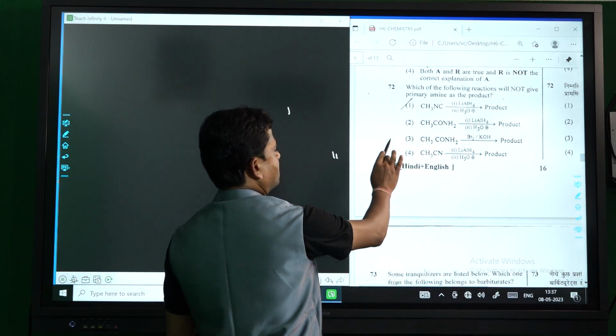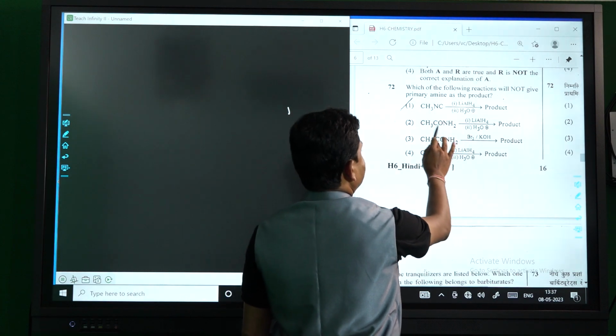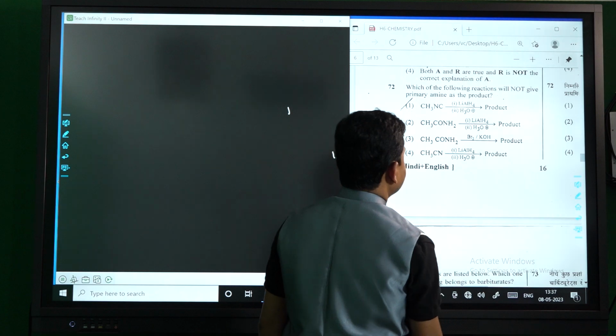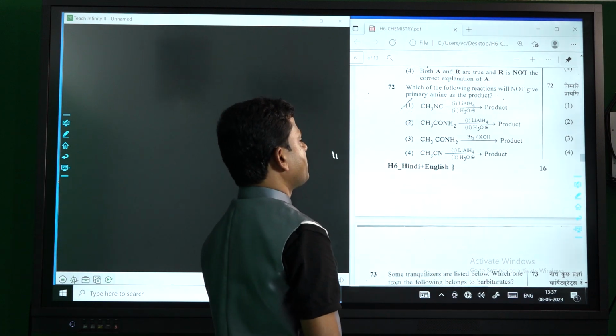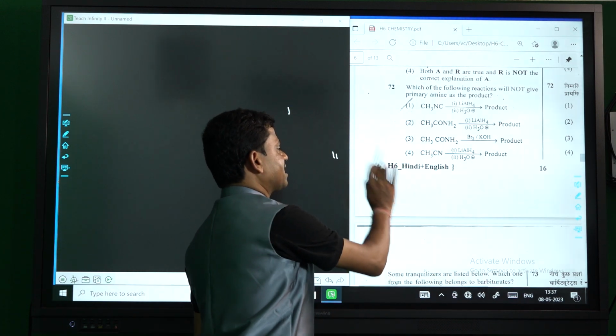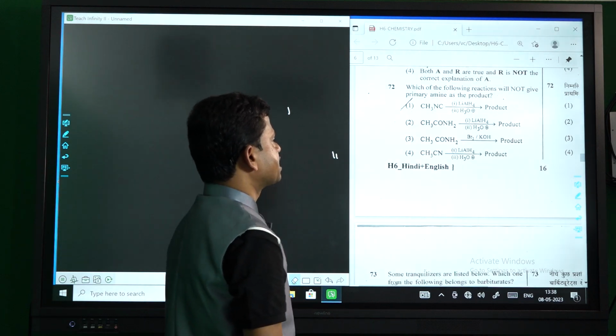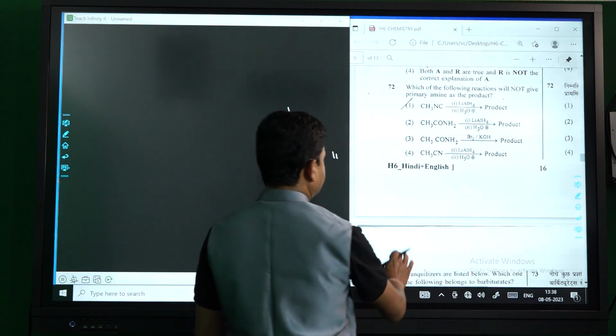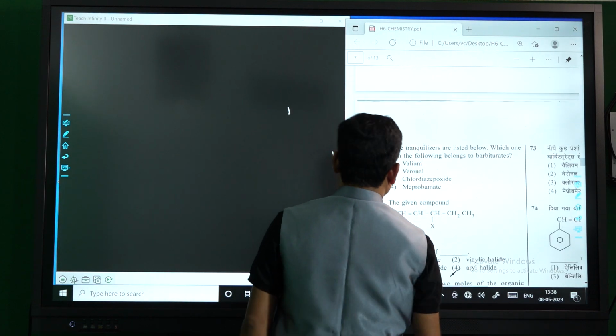In option 2 you will get CH3CH2NH2, and in option 3 you will get CH3NH2 by the Hofmann bromamide degradation reaction, and from methyl cyanide you will get CH3CH2NH2. So in my opinion option 1 is incorrect. Option 1 is your answer.